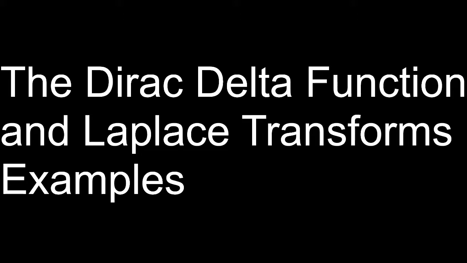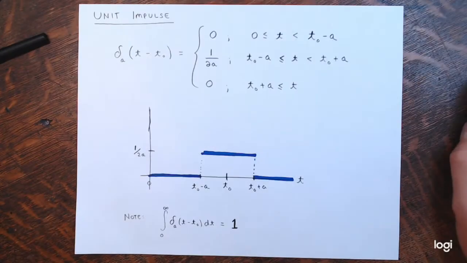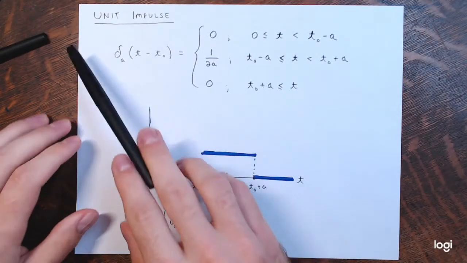And then I'll go into several examples, I believe 3 examples of some initial value problems involving the Dirac delta function that I'll then solve using Laplace transforms. So let's start off by talking about unit impulses.